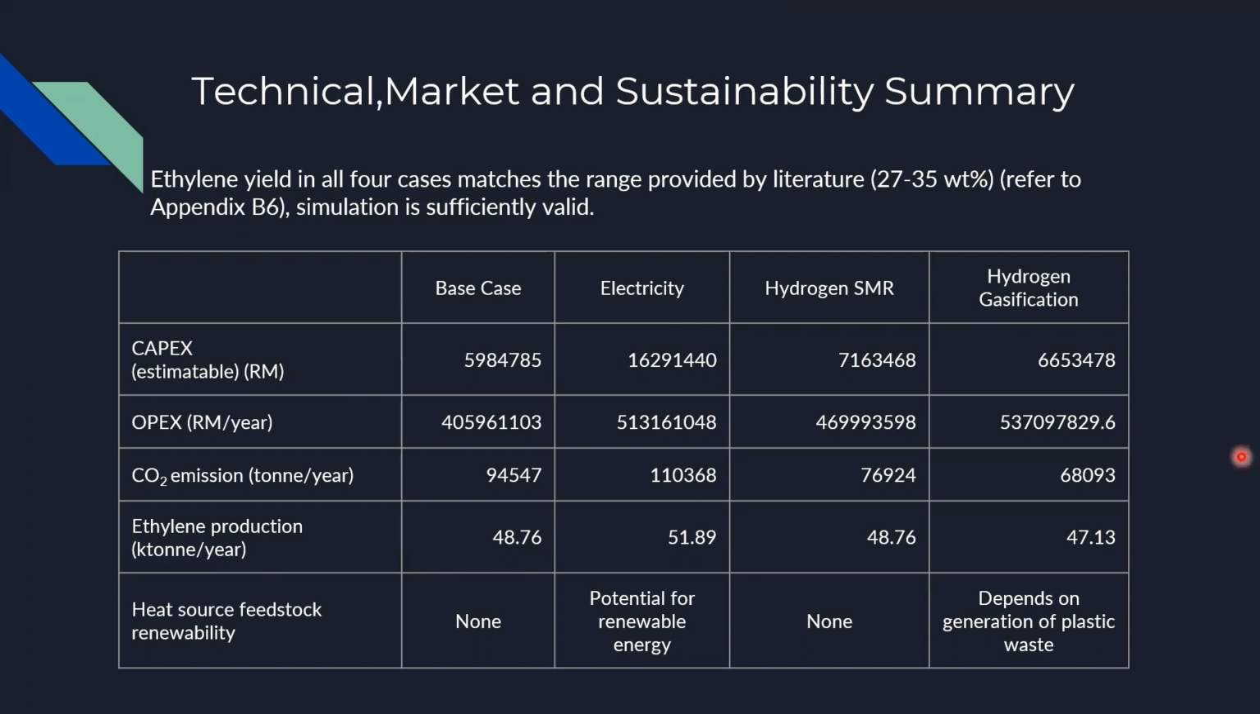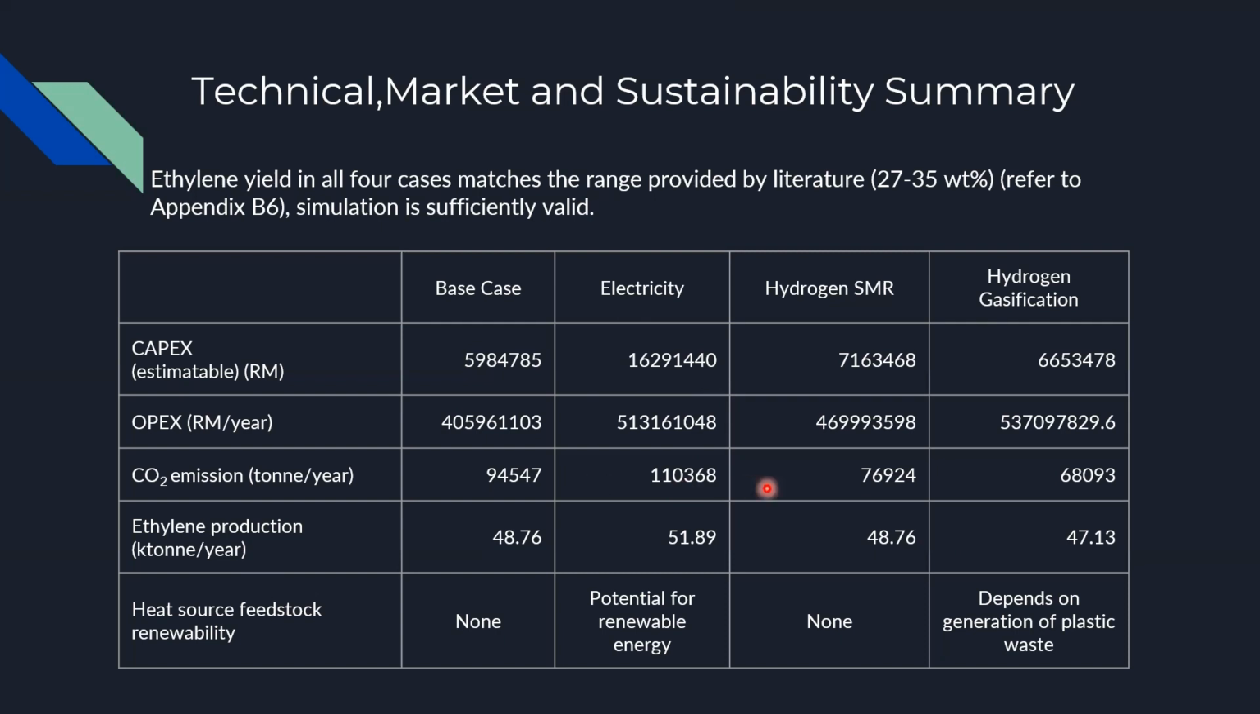Now, when we compare electricity and our base case, we can observe that electricity is strictly worse than the base case, with only a quite modest increase in our ethylene production. We incur significantly higher CO2 emissions and significantly higher OPEX. Therefore, we rule out electricity as one of our potential chosen methods.